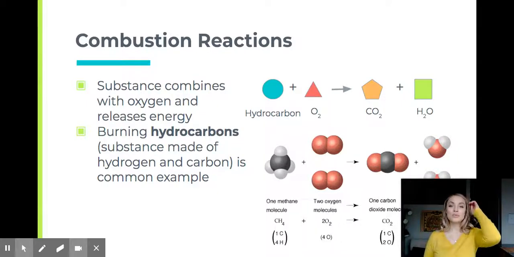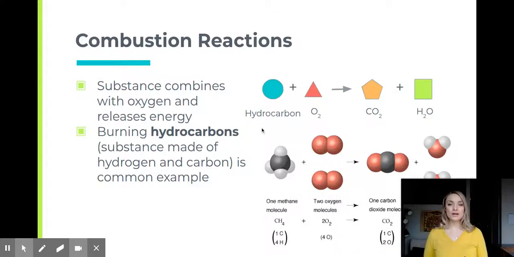Those are common ways that we see energy released in a combustion reaction. And the most common form of combustion reactions that we talk about is the burning of hydrocarbons. So hydrocarbons, I hope you're making those connections again. Hydrocarbons are made of hydrogen and carbon and nothing else. That's a very common example, like I said, of a combustion reaction.